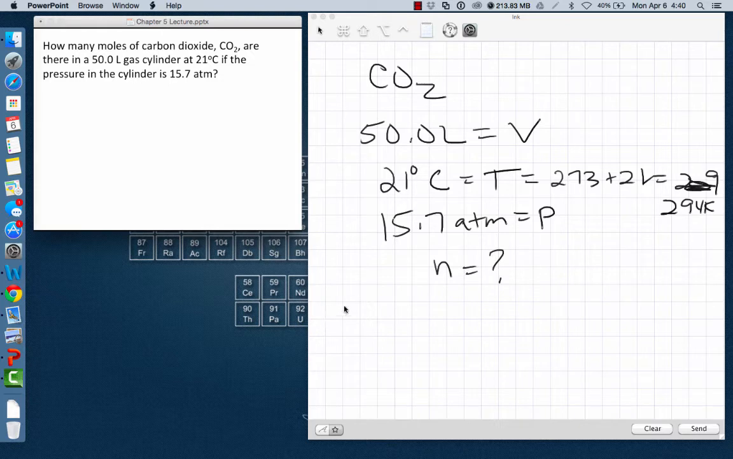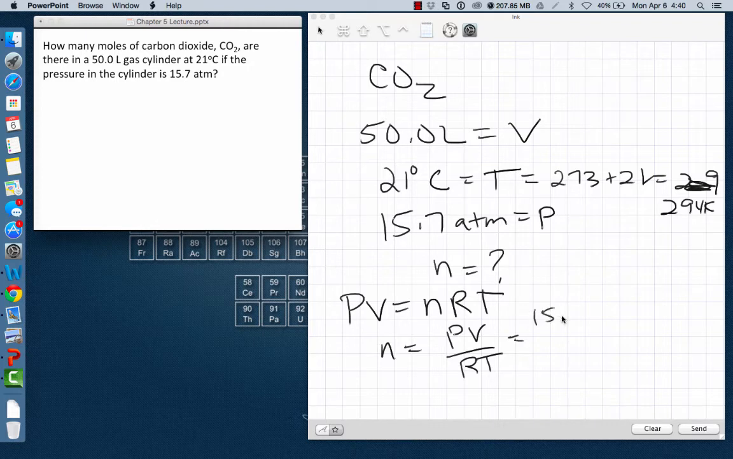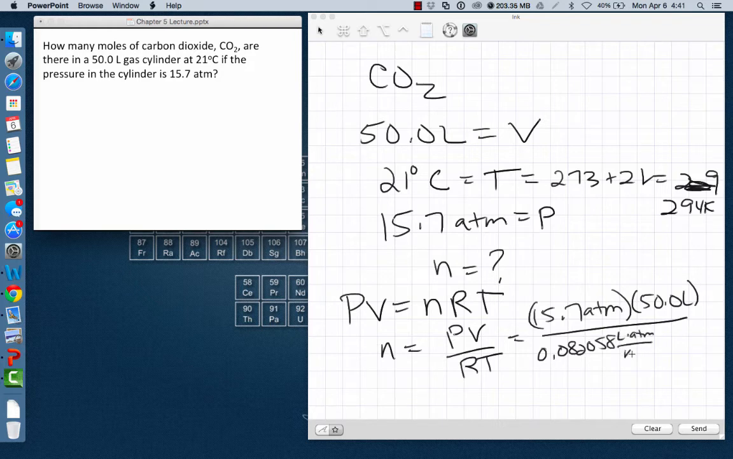So we have our equation PV equals nRT. We're just going to solve for N. So we can say N equals PV over RT. Does that make sense if you just divide both sides by RT? And we can stick everything into the equation: 15.7 atms and 50.0 liters over R, 0.082058 liter atmosphere per mole Kelvin.